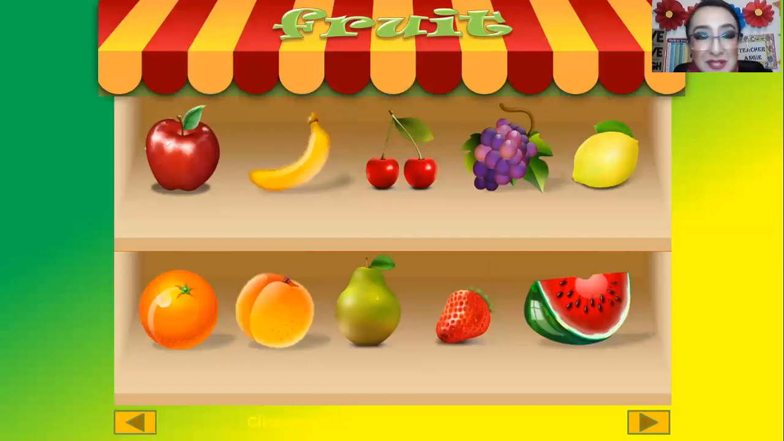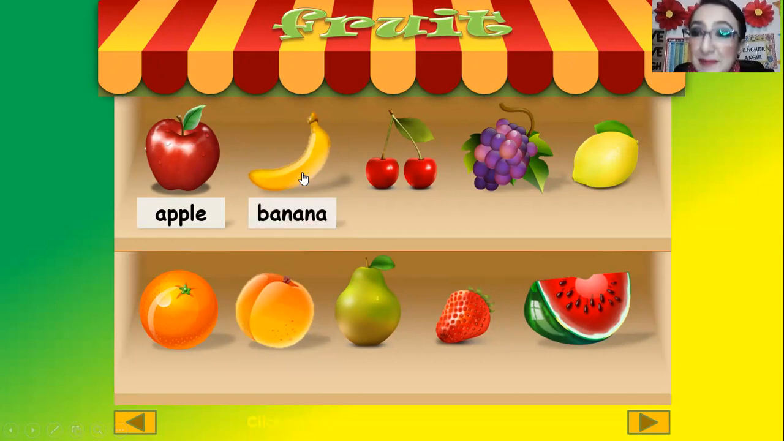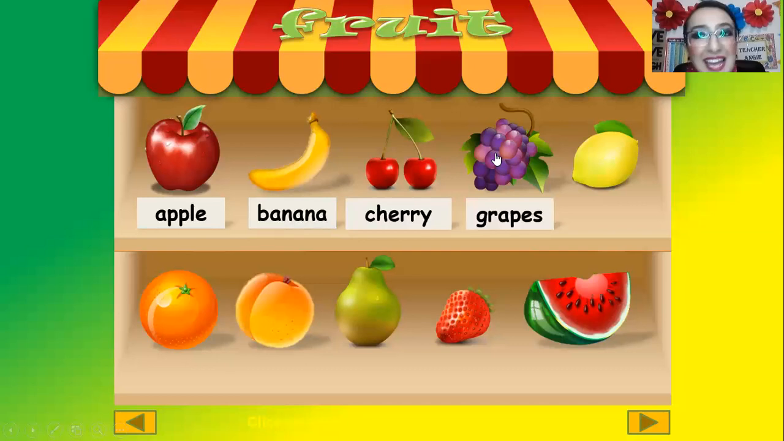But now, let's talk about fruits. What is this fruit? Do you know it? It's an apple. And next to the apple, what do we have? The banana. Excellent. And next to the banana, what do we have? Cherry, cherry one, cherries two, or more. And next to the cherries, what do we have? Yes, we have grapes. Excellent. Next to grapes, what do we have? The lemon. Excellent.